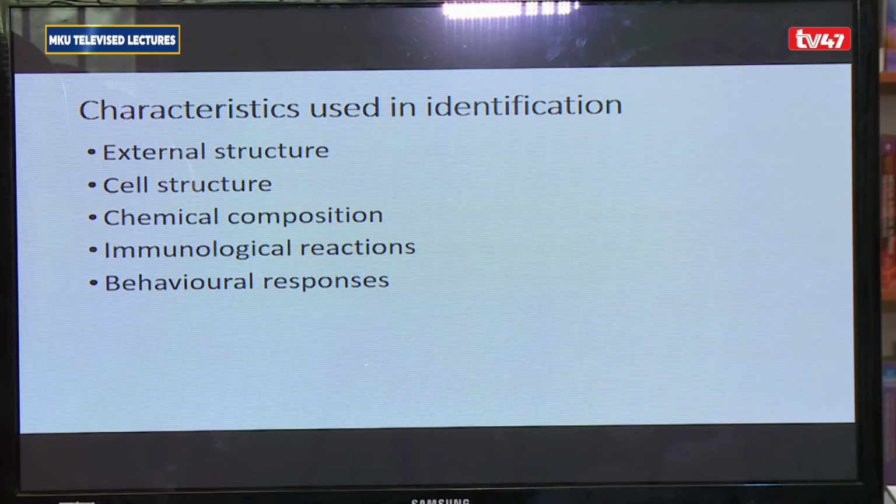We can either make use of an external structure, the cell structure, the chemical composition, or we can make use of immunological reactions or behavioral responses.